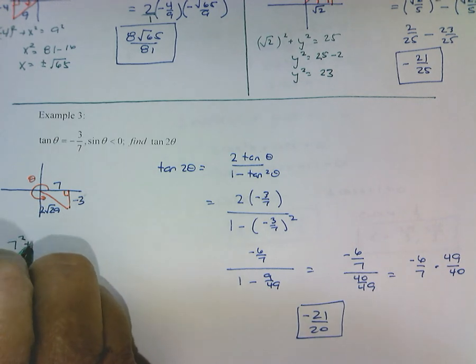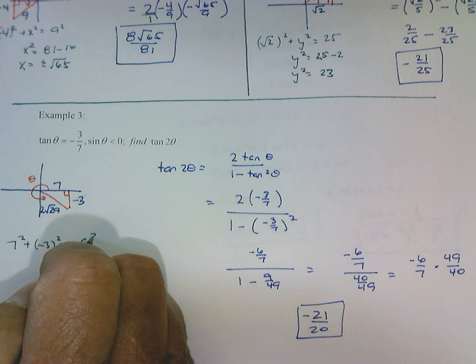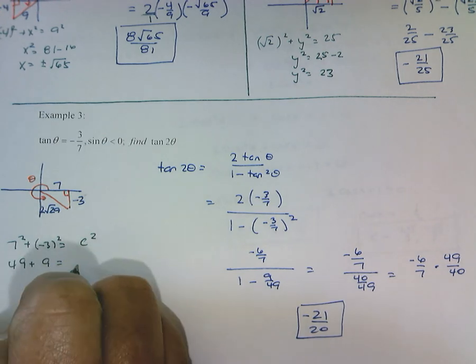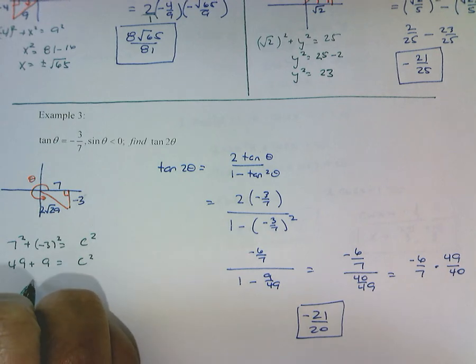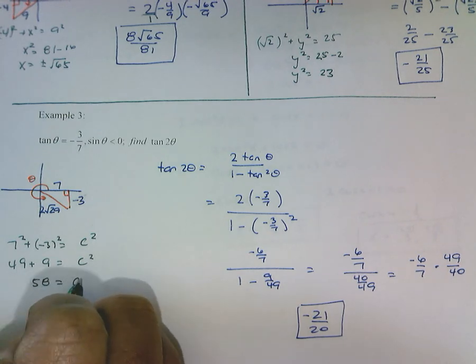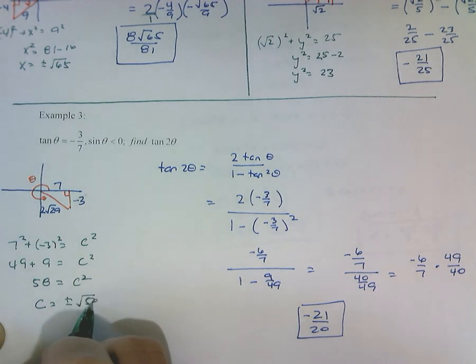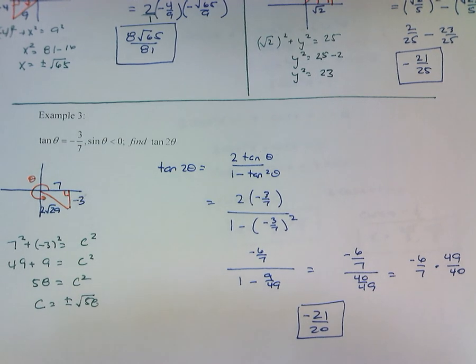My adjacent side is the 7. I do 7 squared plus -3 squared equals c squared. So 49 plus 9 equals c squared. This is 58 equals c squared. So then I'm going to do my square root of 58. That doesn't, my answer up there doesn't make sense. It's 2 times 29, so I think I made a mistake on it. Let me go ahead and fix this.